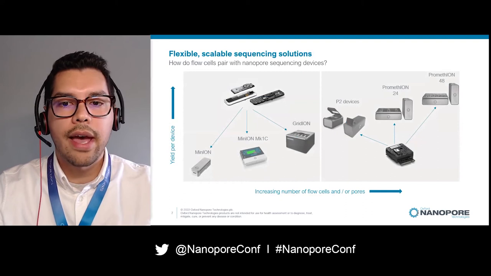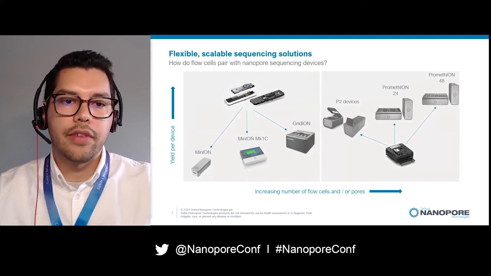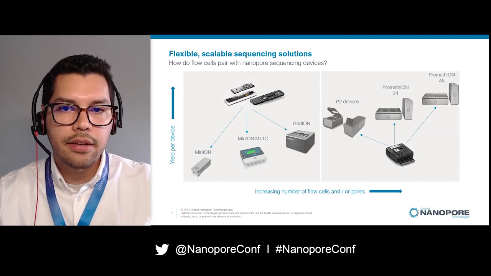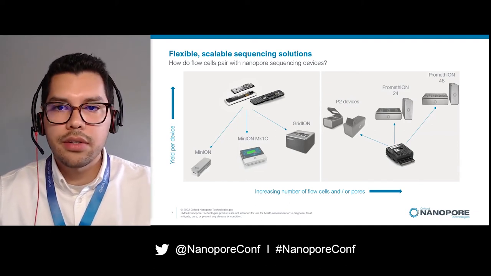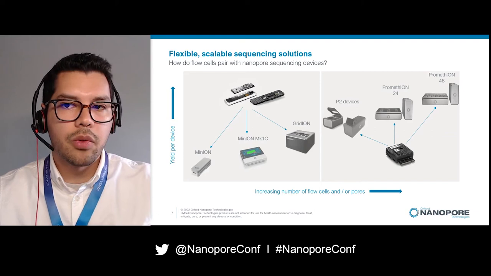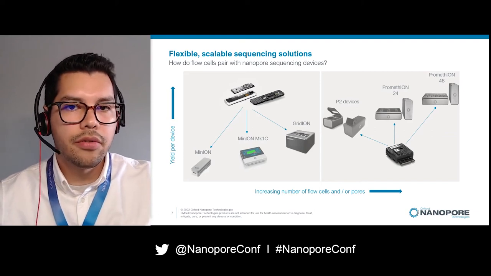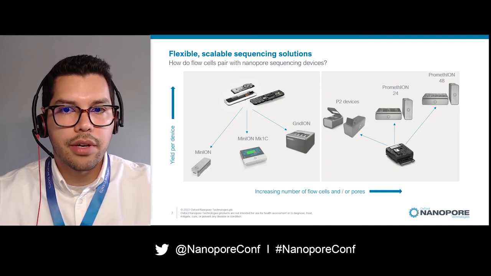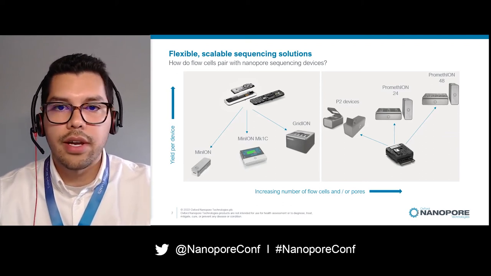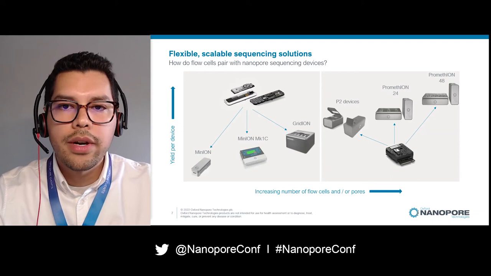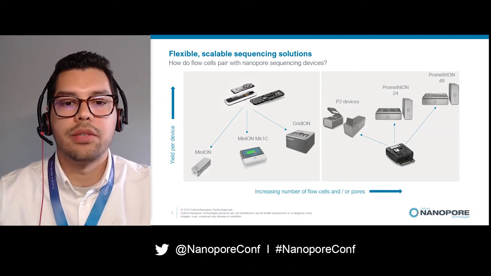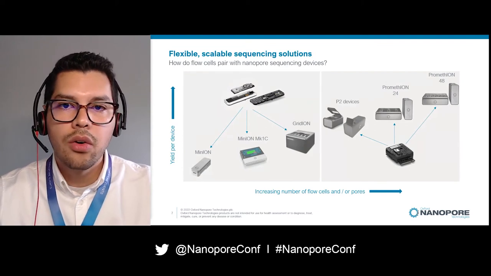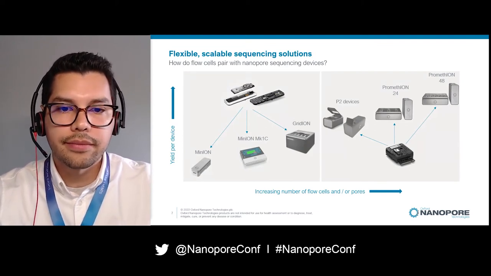So here is how our flow cells pair with our different device offerings to scale to any of your sequencing needs. The Flongle and the MinION flow cells can be run on a MinION Mark 1B device connected to your own computer via USB. They can also be run in the all-in-one Mark 1C or GridION devices. Whereas the PromethION flow cells can be utilized with the PromethION P24 device, a P48 device, or the new P2 devices.